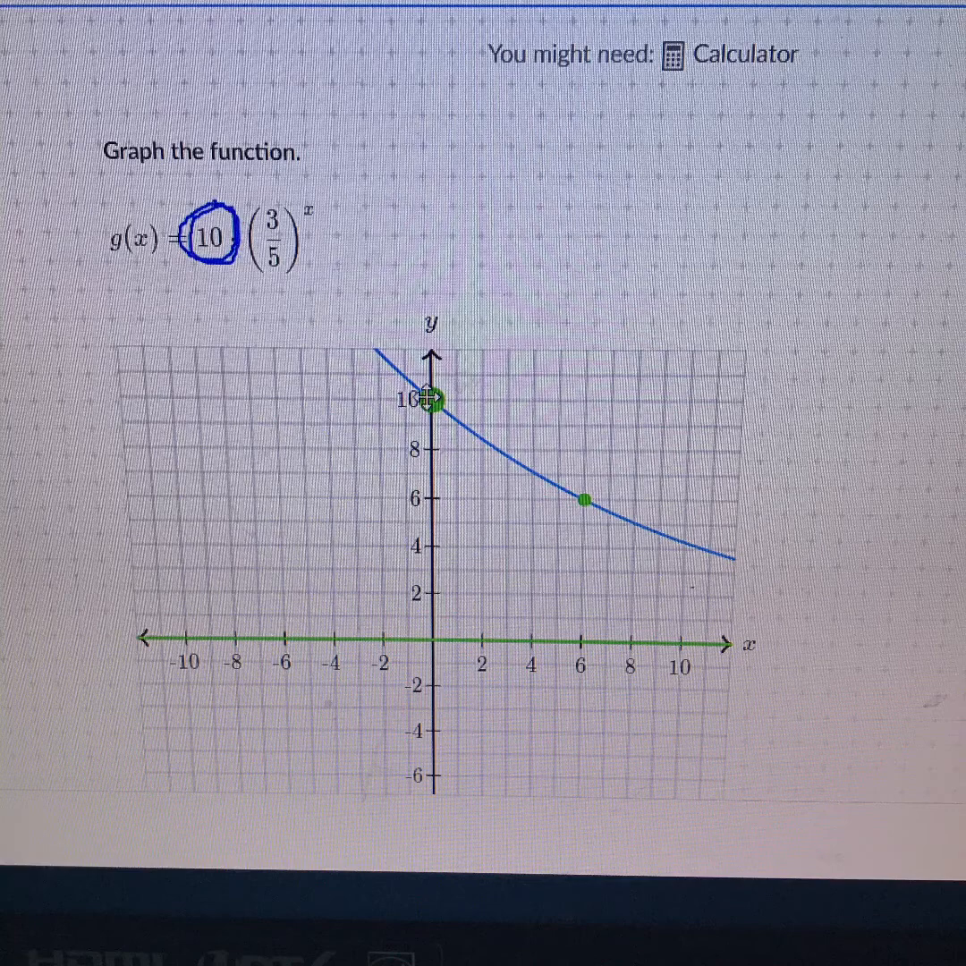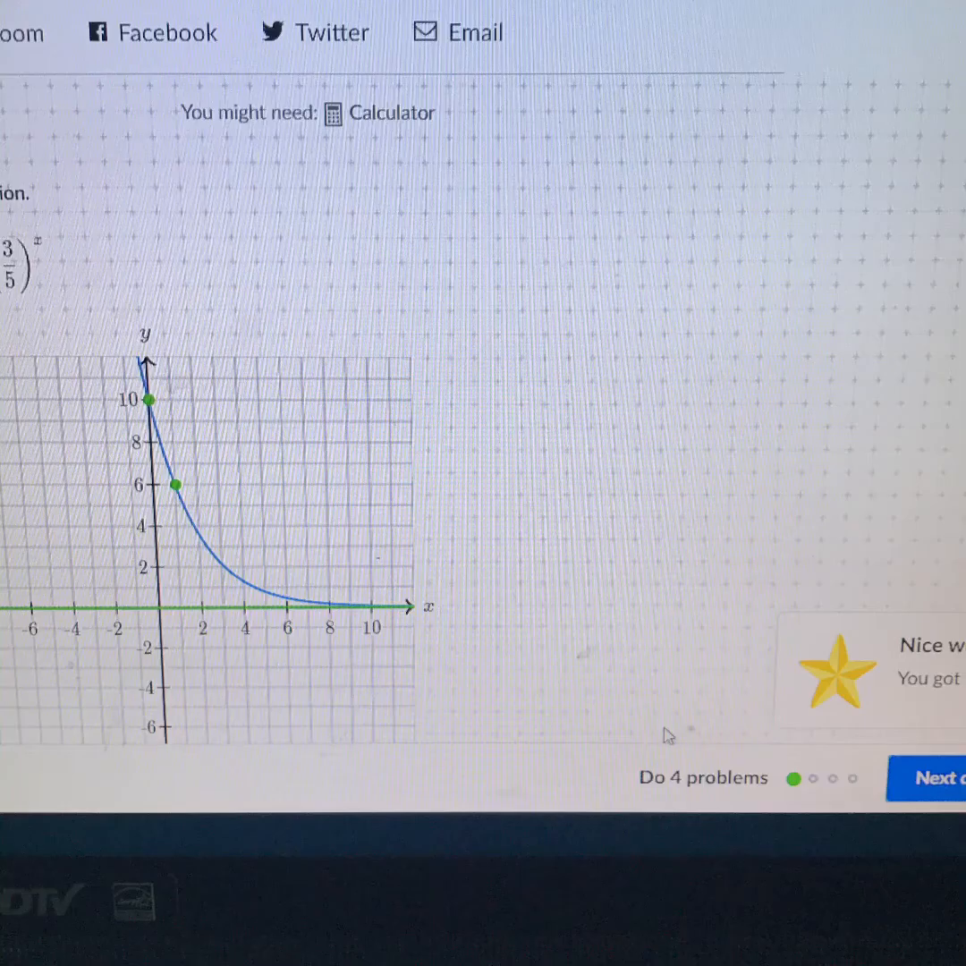So I'm going to be moving my second green dot to the coordinate (1, 6). So with my second point graphed, I now have something I can check, and I have this problem all done.